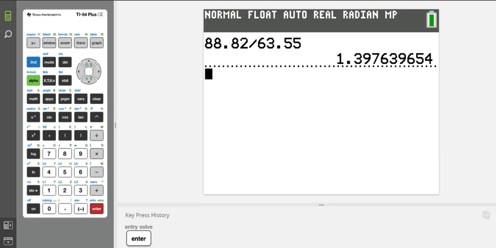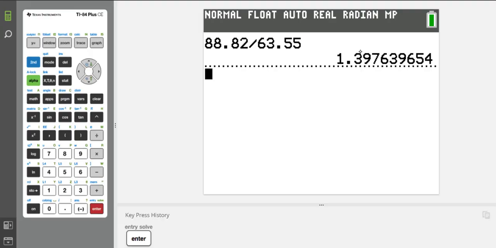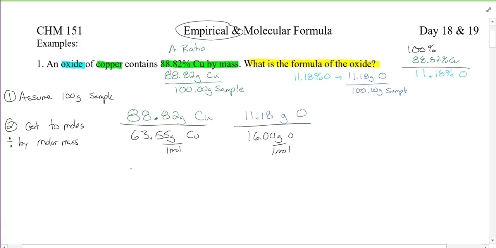How many do I keep? Well, I have 4 sig figs going. So I'm going to keep 4 numbers, which would mean I would do the 1, 3, 9, 7. I look at this. This is a 6. Since that's a 6, I round up. Right? So it's 1.398 moles of copper. And the same thing now with oxygen.